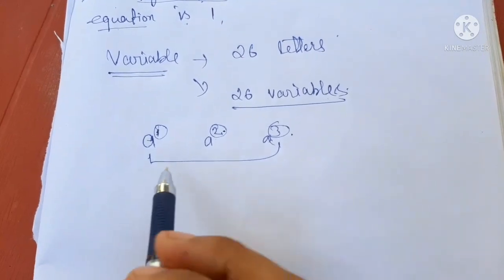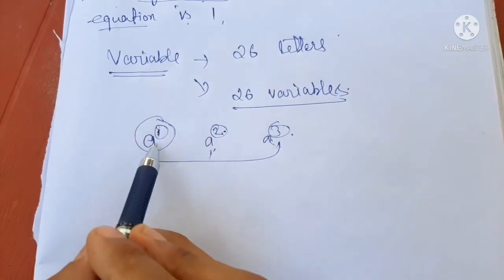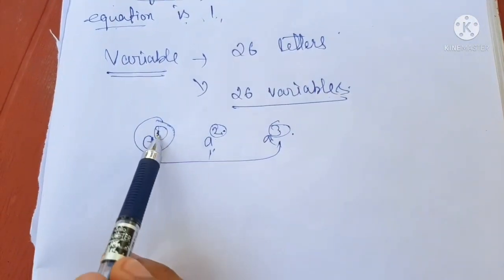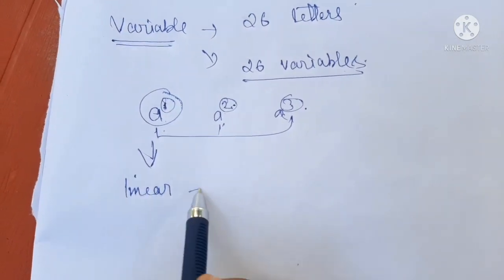Now we will be knowing again linear. Which among these is a linear? This will be the linear. The variable which has the highest power is 1, right? So here the power is 1, right? This will be the linear equation.